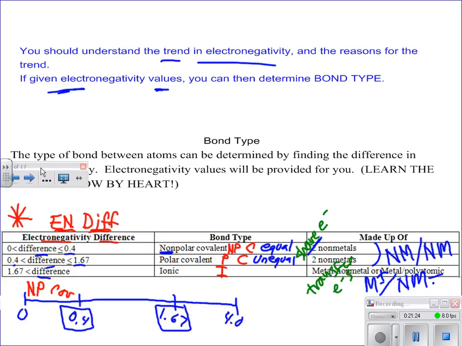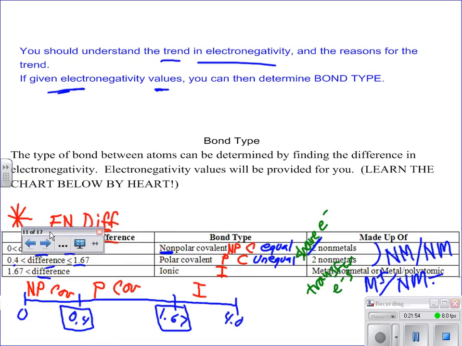If it's unequal sharing, but it's still not too high of numbers, that's going to be your polar covalent. And if it's so different, then that means they're not even really sharing. Their electronegativity values are so different because one's actually giving up electrons, the other is gaining electrons, causing that big difference. And that's when you have ionic. So if you look at it maybe in that form, it might be a little bit easier to memorize for you.